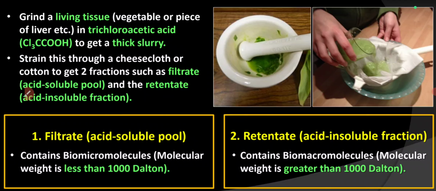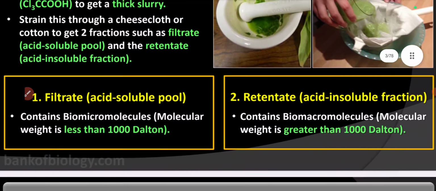Strain this through a cheesecloth or cotton to get two fractions such as filtrate, which is the acid soluble pool, and the retentate, the acid insoluble fraction. Filtrate is also called acid soluble pool. It contains biomicromolecules where the molecular weight is less than 1000 Dalton. Retentate is the acid insoluble fraction, which contains biomacromolecules, that is, molecular weight is greater than 1000 Dalton.